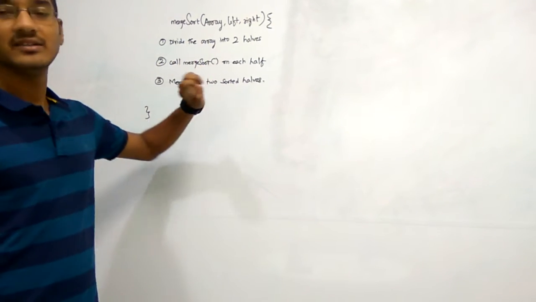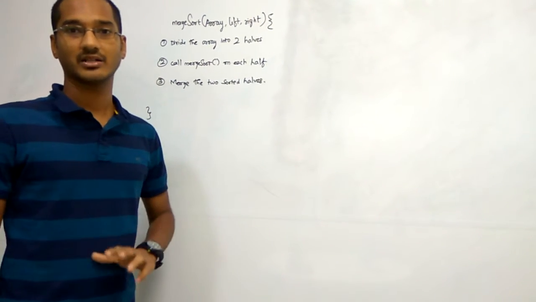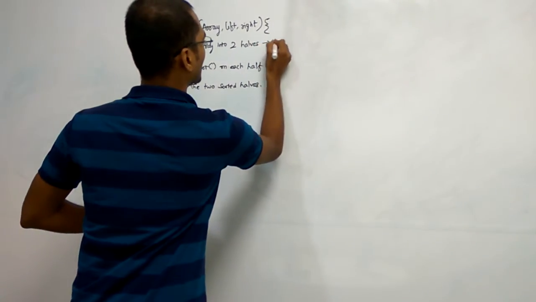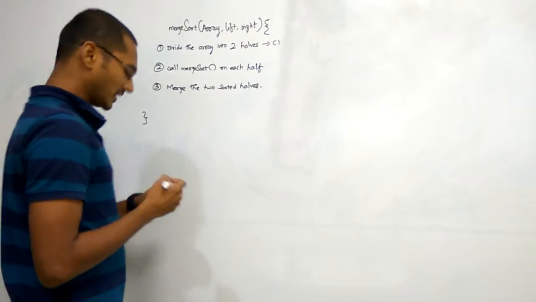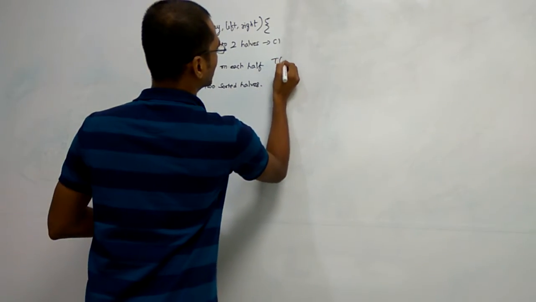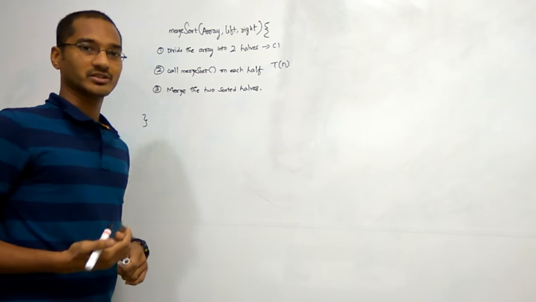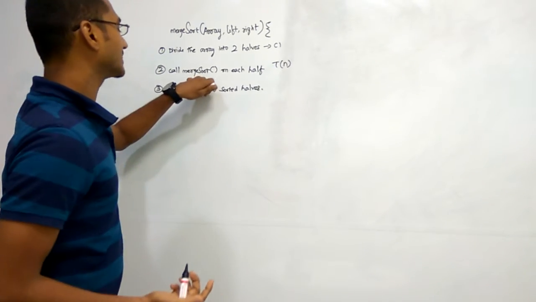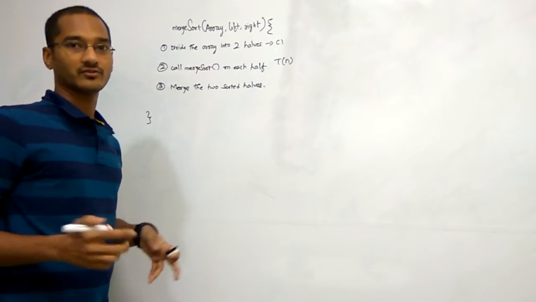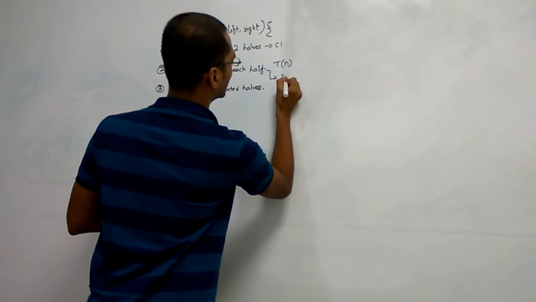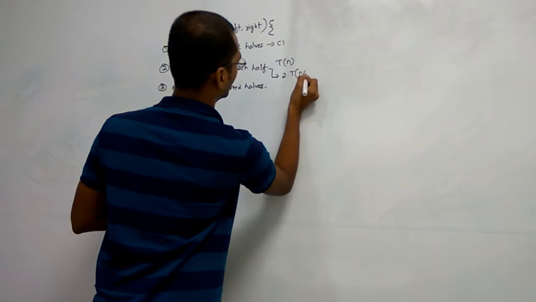The first step is merely finding the midpoint of the array, which is an arithmetic operation, and we can assign it a constant time, let's say C1. For the second step, let's assume that T of n is the time taken to merge sort n elements. So T of n by 2 will be the time taken to merge sort n by 2 elements. In our second step, we are going to have 2 equal halves of size n by 2 each. So the total time taken for this step 2 is going to be 2 times T of n by 2.